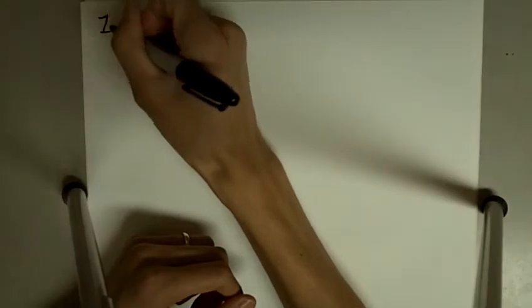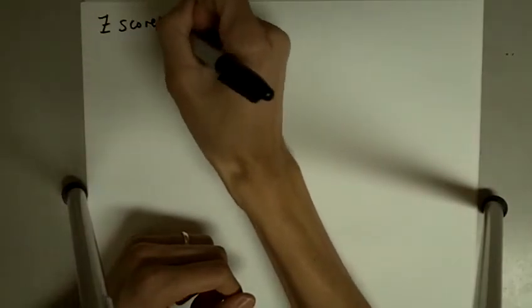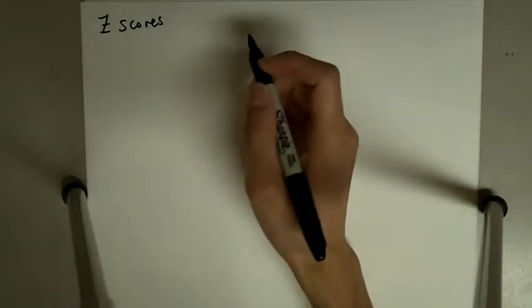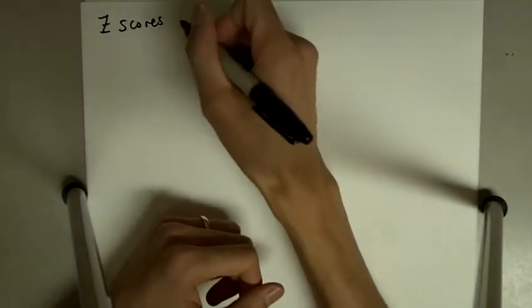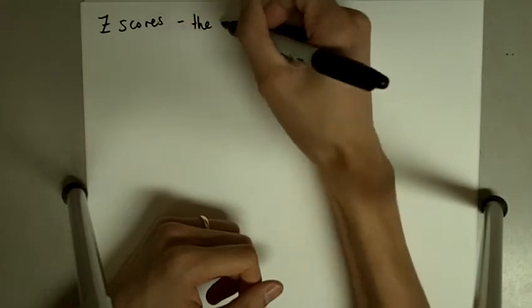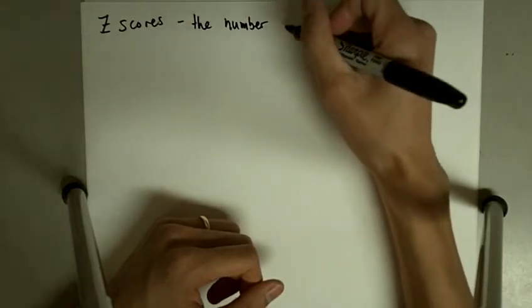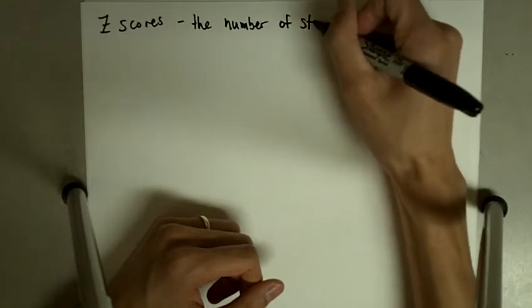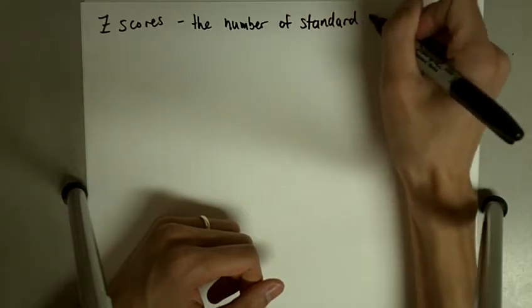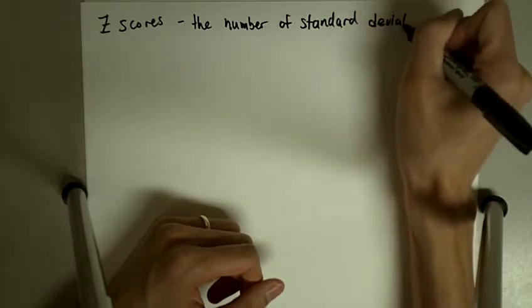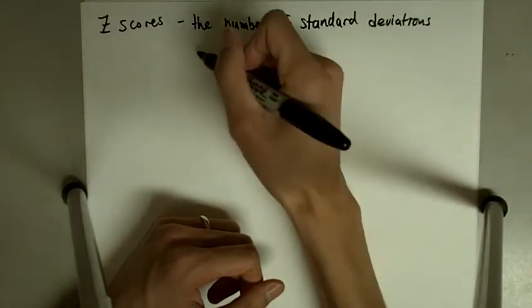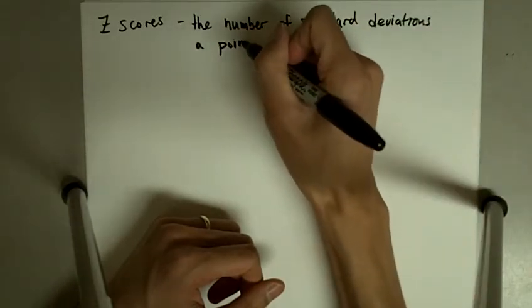All right, there's another topic that we need to cover, and that is the topic of z-scores. Okay, z-scores are not a complicated idea. It's just the number of standard deviations we are from the mean. Deviations a point is from the mean.